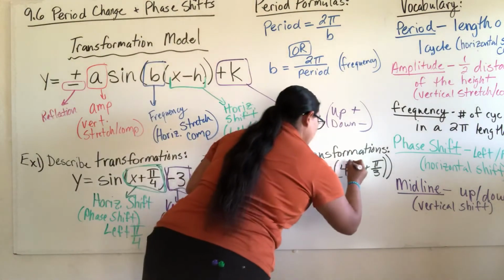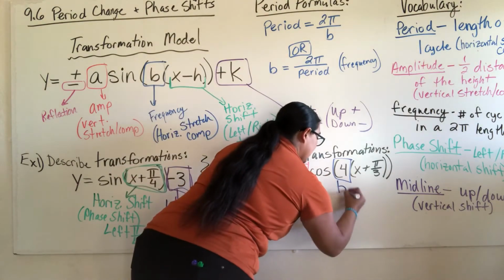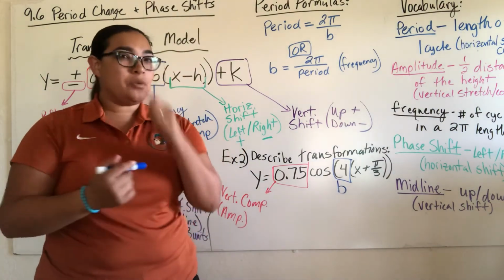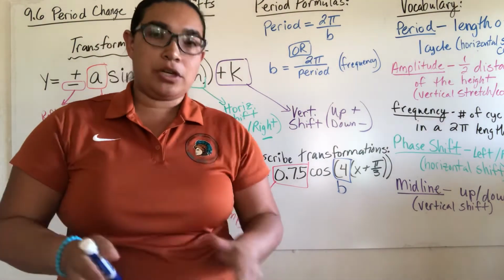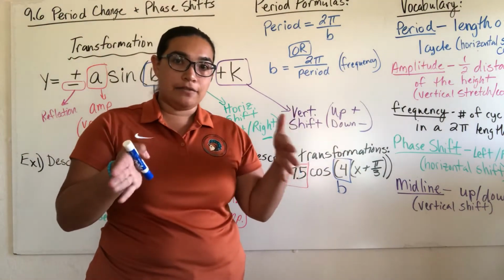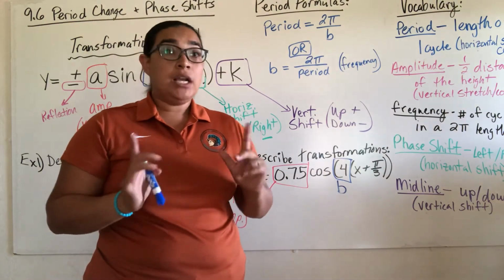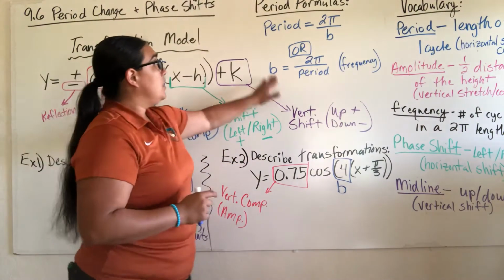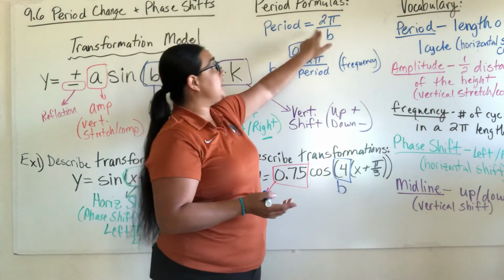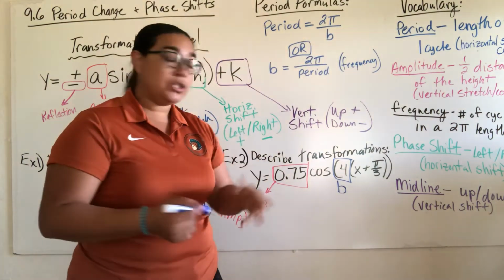So let me highlight just the number 4. Notice I'm highlighting just the 4. This technically is your B value, okay? But remember, the B value is not really a transformation description. It's just telling you the frequency, how many cycles are there in that length of 2 pi. So what you're going to have to do here is actually calculate your period. So I've got some formulas here, right above this, in fact. So if you're trying to find your period, you're going to have to take this little formula, 2 pi over b, and actually calculate your period. So let's go ahead and do that now.